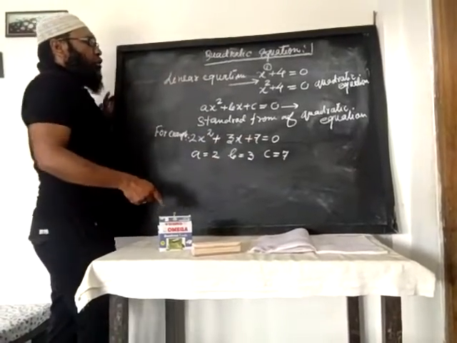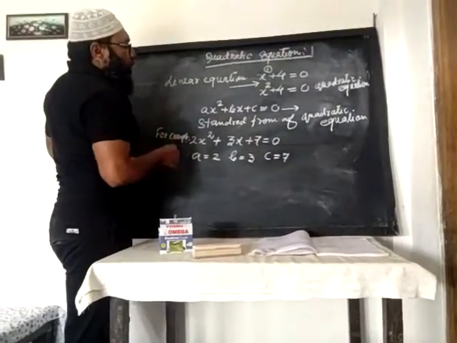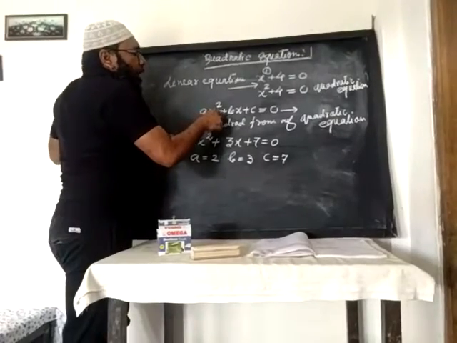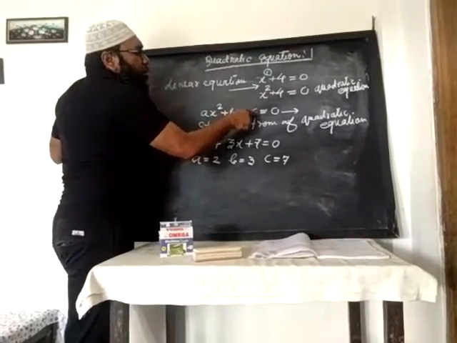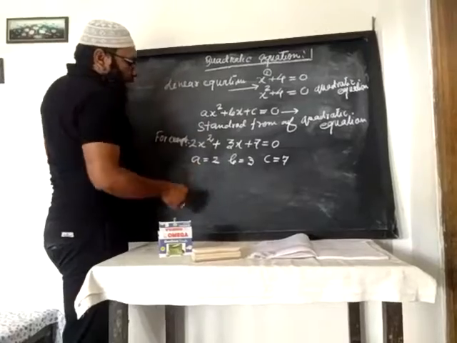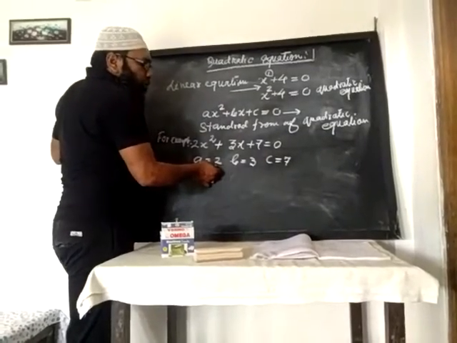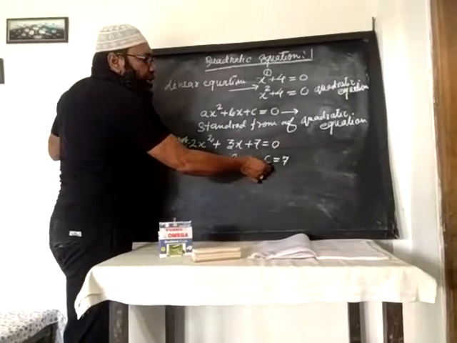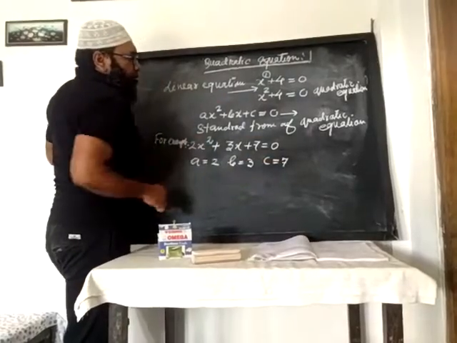The equation 2x squared plus 3x plus 7 equals 0, compared with the standard equation ax squared plus bx plus c equals 0, we get a equals 2, b equals 3, c equals 7.